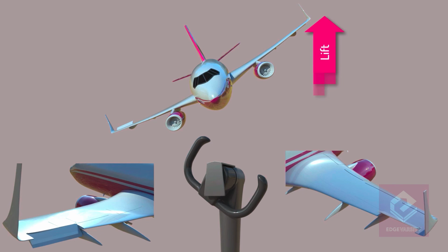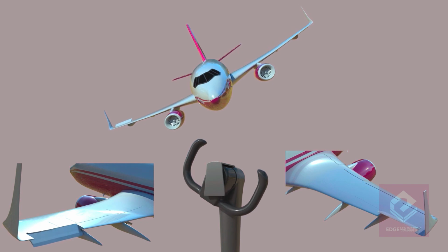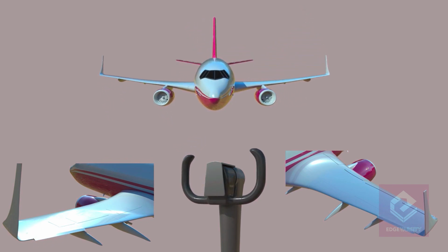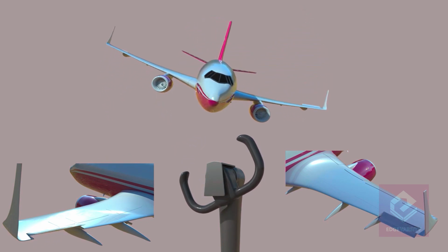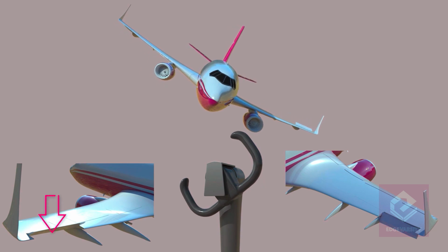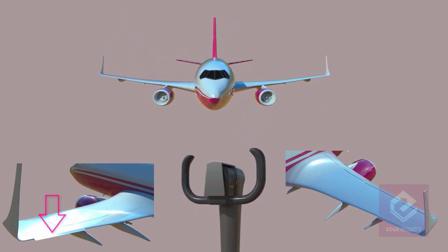To roll to the left, the aileron on the left wing is raised and that on the right is lowered. Ailerons can be manipulated by turning the control wheel in older aircraft or with the side stick controls in newer cockpits.